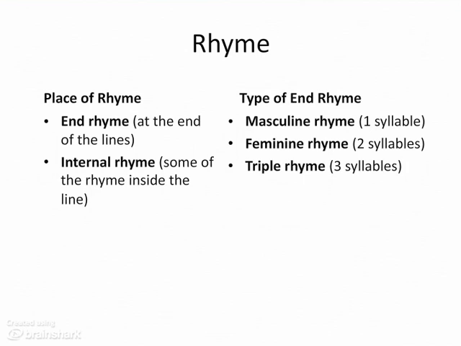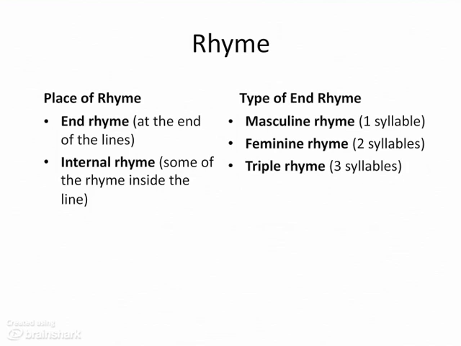There are different types of rhyme. One question to ask is where the rhyme is. There's end rhyme, which is at the end of the lines of the poem. There's also internal rhyme, where the rhyming sounds are inside the same line.